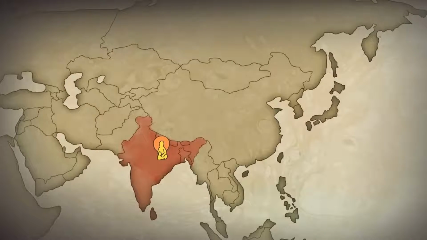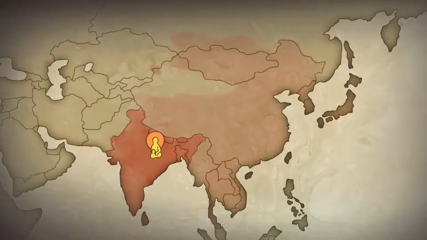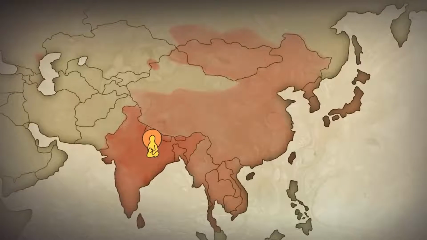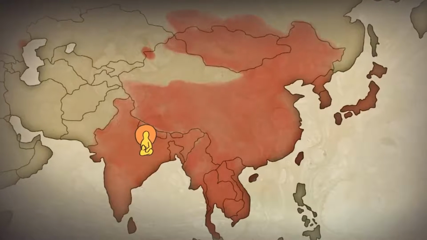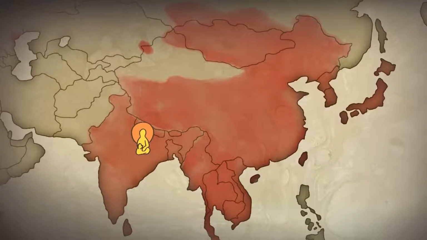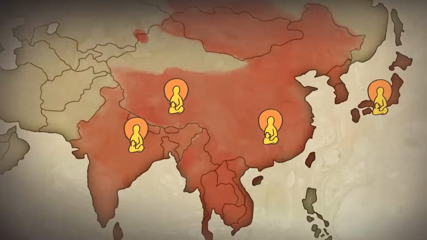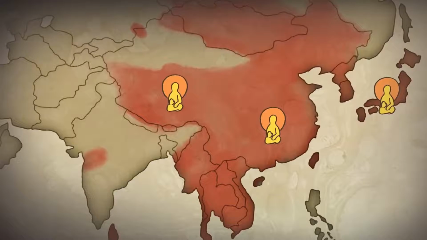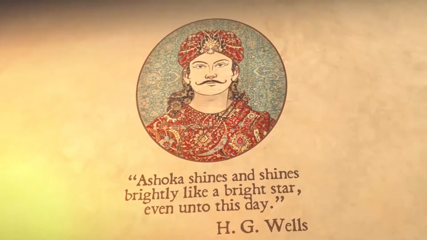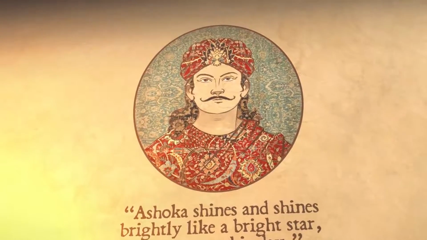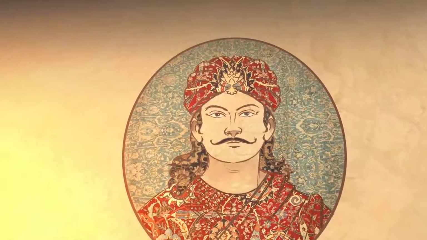Buddhism in the 21st century is a world religion because the first steps to spread it to the world were made by Ashoka himself. Gradually, as the centuries progressed after Ashoka's death, the faith travelled along the Silk Roads as far as Tibet, China, and even Japan, despite its decline in the predominantly Hindu land of its birth. Writer H.G. Wells stated that Ashoka shines and shines brightly like a bright star among the thousands of other kings and majesties even unto this day.